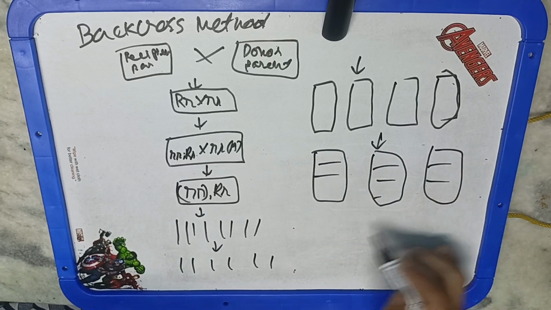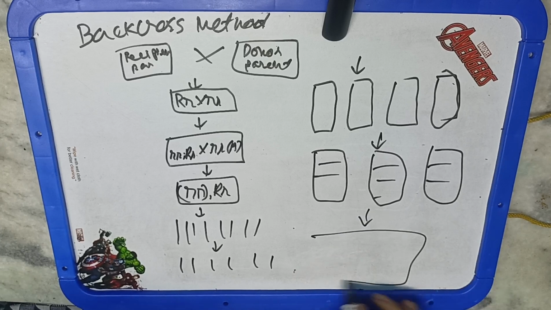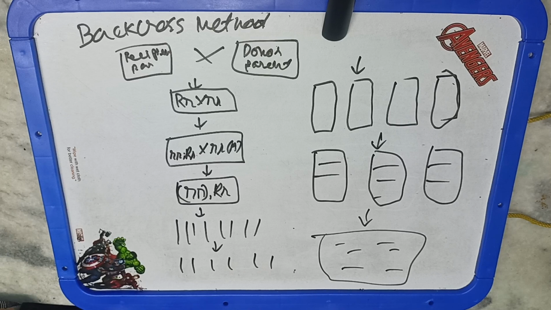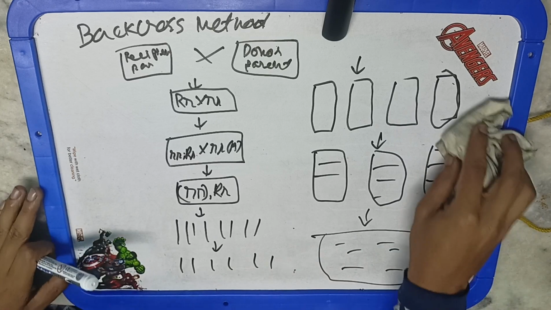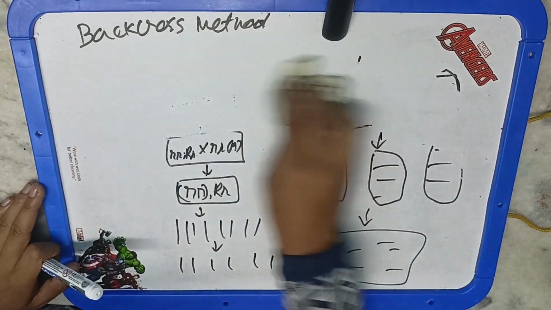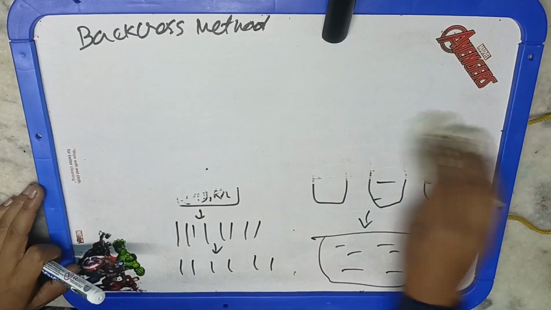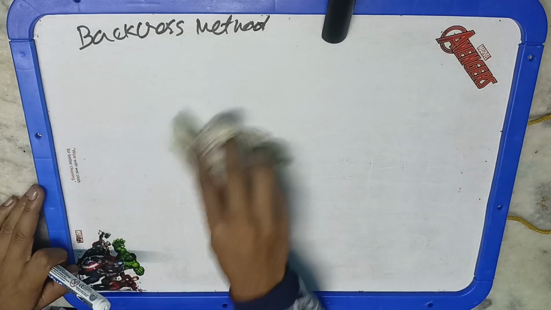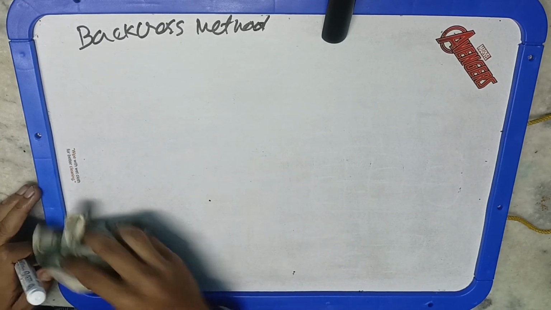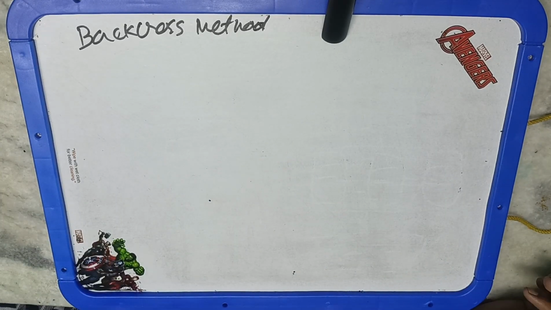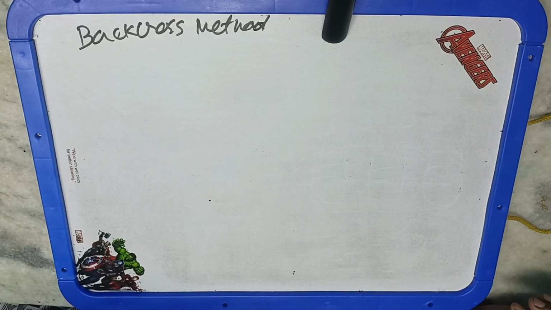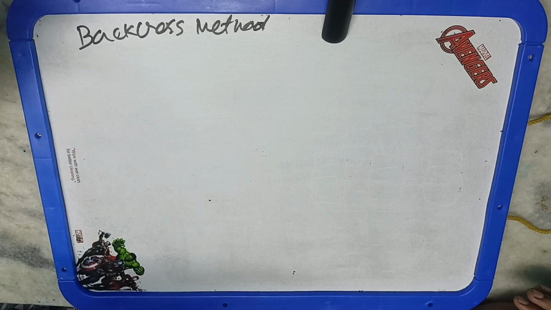The merits are the genotype of the new variety is nearly identical with that of the recipient parent, except for the gene transferred. That is the demerit: the new variety cannot be superior to the recurrent parent except for the character transferred. So this is the condition. Only the particular trait which we have transferred will be visible. Otherwise, the yield and other things will be similar. So this is all about the methods for the conceptual query.